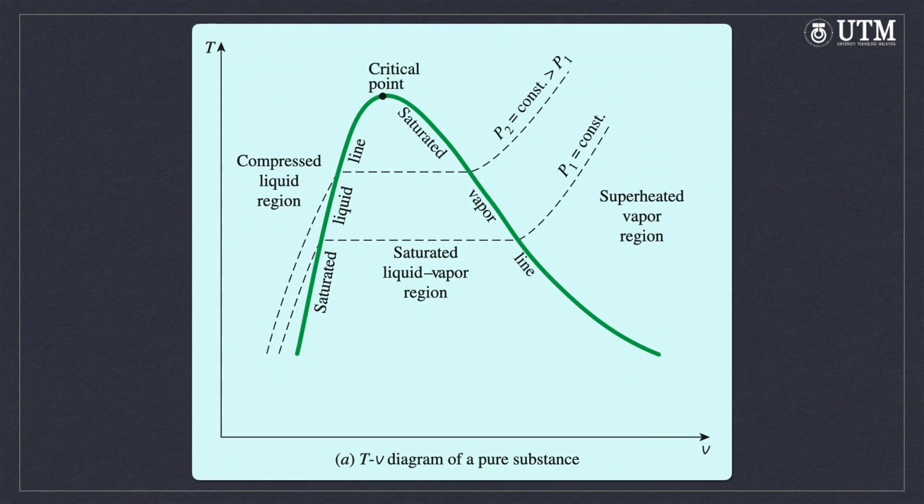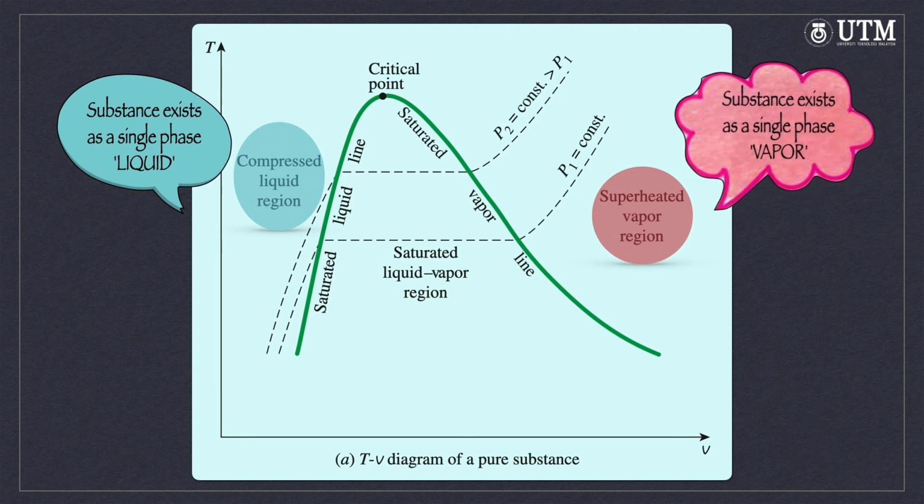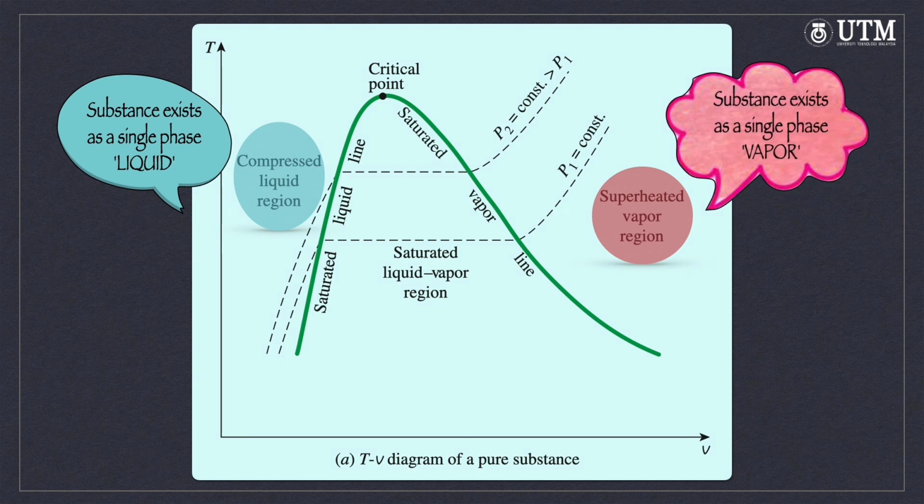All the compressed liquid states are located in the region to the left of the saturated liquid line, called the compressed liquid region. All the superheated vapor states are located to the right of the saturated vapor line, called the superheated vapor region. In these two regions, the substance exists in a single phase, a liquid or a vapor. All the states that involve both phases in equilibrium are located under the dome, called the saturated liquid-vapor mixture region or the wet region.